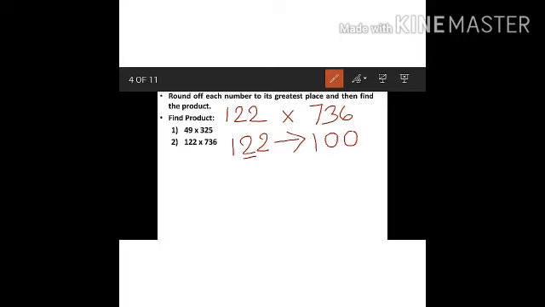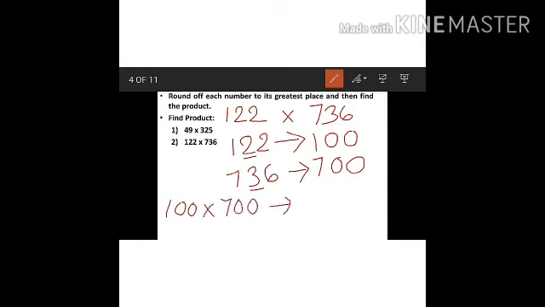Now what about the next number? It is 736. The digit at tens place is 3. Again 3 is less than 5. So we have to keep the digit at hundreds place as itself and put 0 in tens and ones place. So we got the estimated value as 700. Now what we should do? We should multiply them. 100 into 700. We'll get the answer as 70,000. So our estimated value is 70,000.